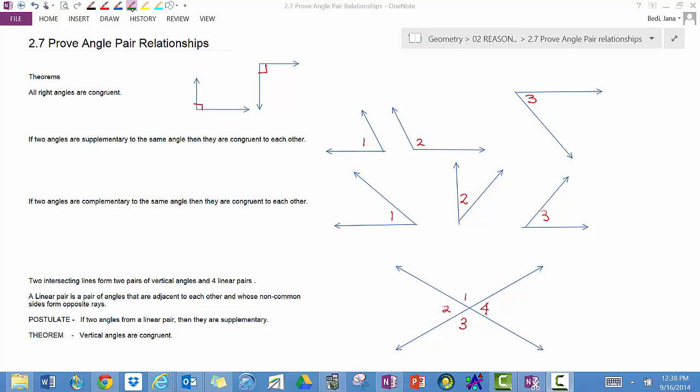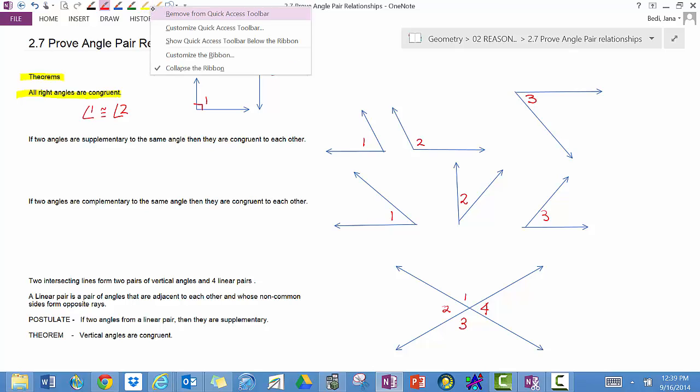We have talked about angle pair relationships before. In this section we are going to look at a few theorems, and even though it's evident that all right angles are congruent, there is a theorem which we can prove saying that all right angles are congruent. So over here, if you look at angles 1 and 2, by virtue of the fact that they're both right angles, we can conclude angle 1 is congruent to angle 2, and that would go in the statement section, and in the reason section we would say all right angles are congruent.